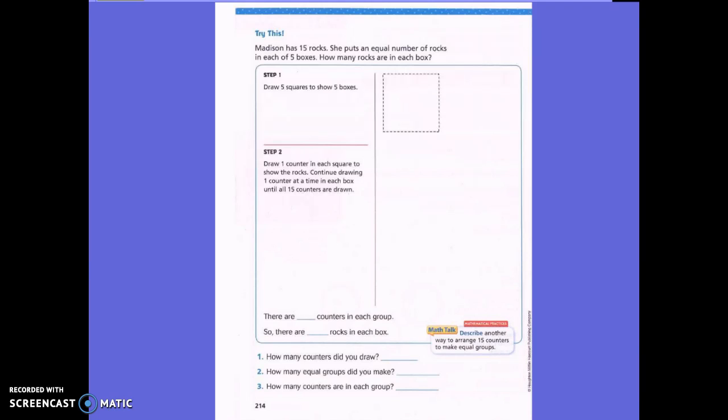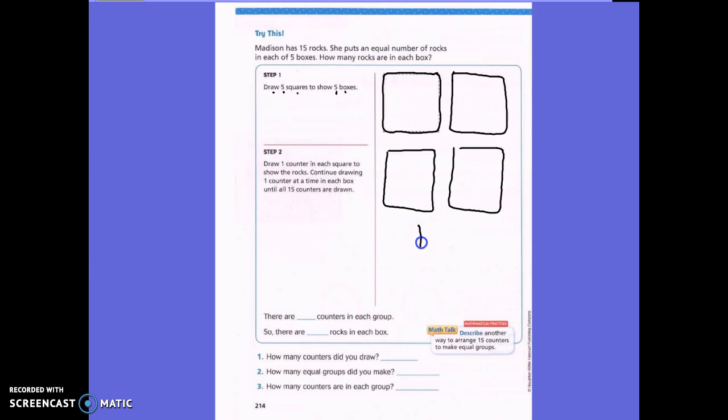Okay. Step 1. It says draw 5 squares to show 5 boxes. They have 1 square for you. So go ahead and do that, and then let's draw 4 more for 5 boxes. Five squares for the 5 boxes.